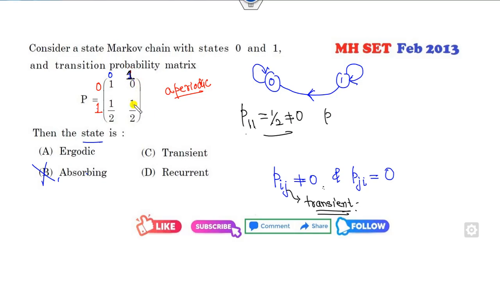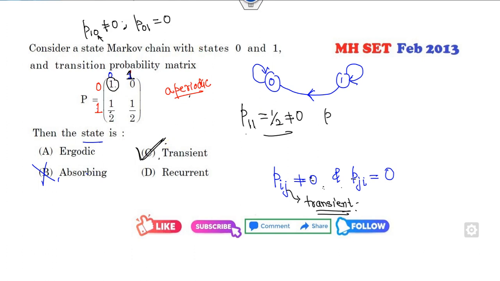Now look at this other one. This one I can skip. This number is P10, which is non-zero. What is the opposite of it? It is 0. That satisfies this condition, so this is transient also. So 0 and 1 both are transient, so this option is the correct option.